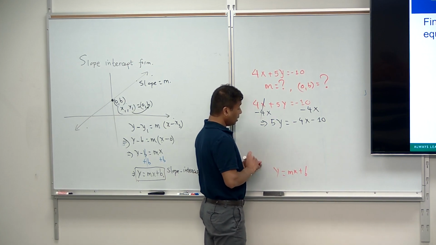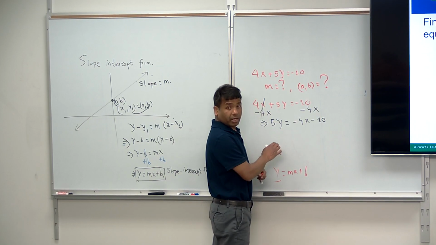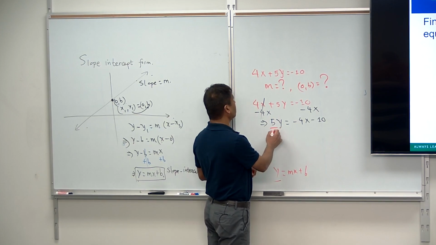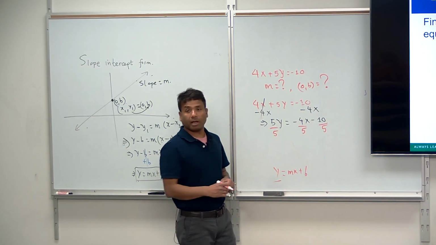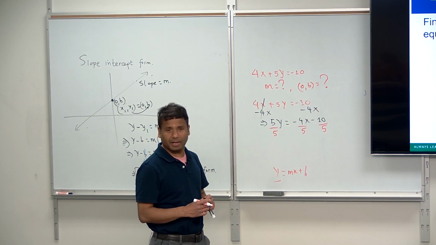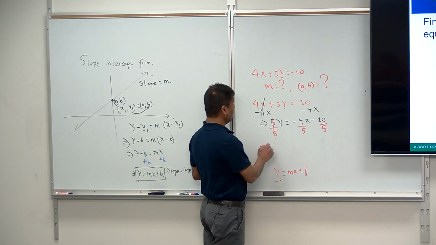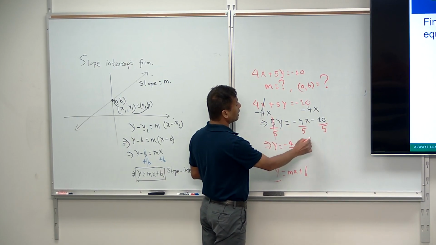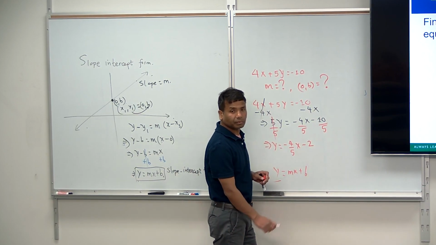Good. Now you see, here you have only y, but here we have 5y. So you want to get rid of this 5. Divide both sides by 5. Did you get it? So now this 5 and 5 cancel. So y equals negative 4 over 5 x minus, what is 10 over 5? 2. Good.